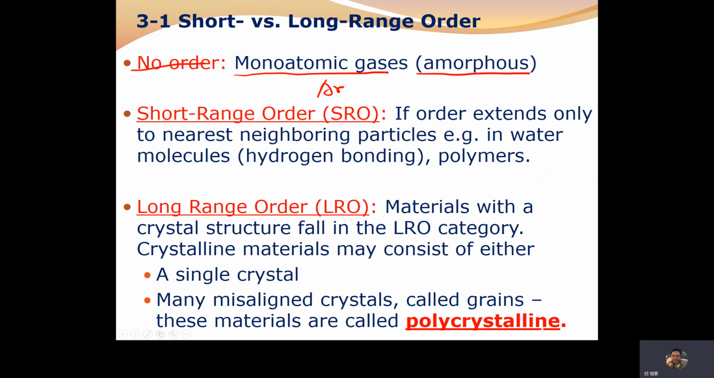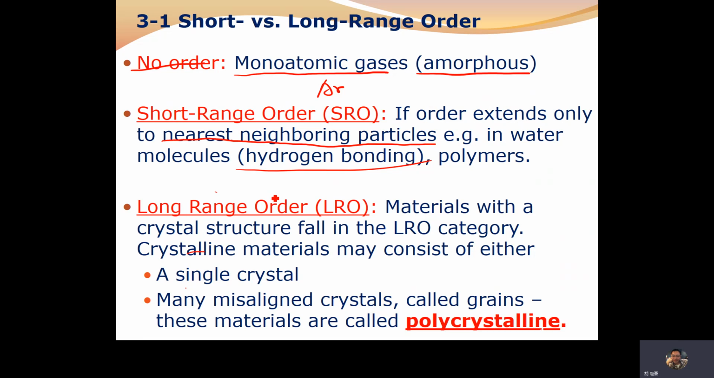The second structure is short-range order, SRO, where order extends only to nearest neighbor particles, which could be atoms or ions, like the water molecule. It's a hydrogen bond between the oxygen and the hydrogen.